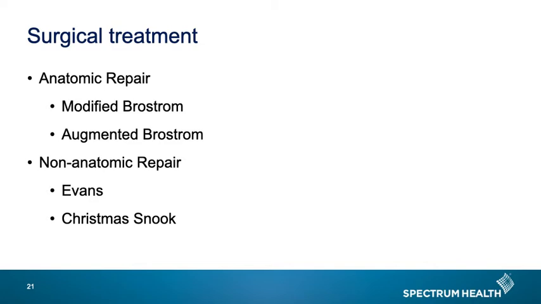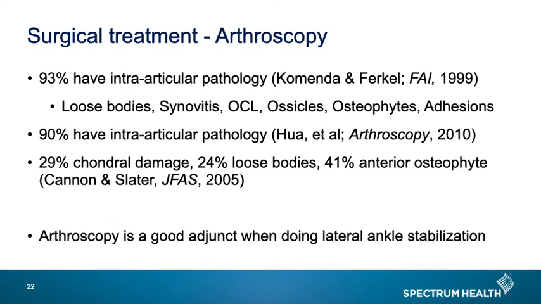Anatomic repair is what almost everyone else will do, and this would be considered either a modified Broström or an augmented Broström. Now, with the lateral ankle stabilization procedure, do we need to do arthroscopy? If you're going to do the procedure open, I always do arthroscopy with these procedures now because of many studies that have shown that there's lots of intra-articular pathology in these ankle joints.